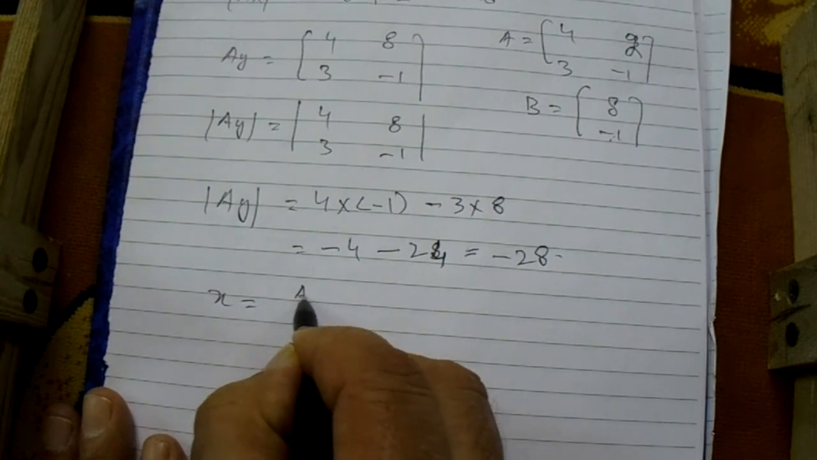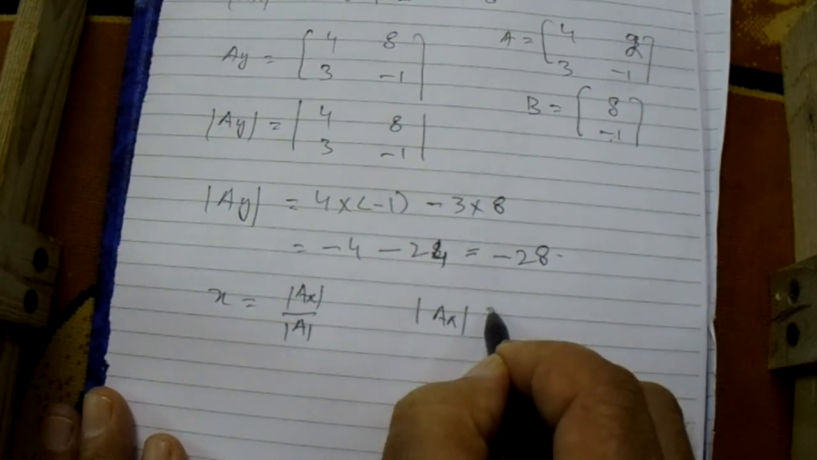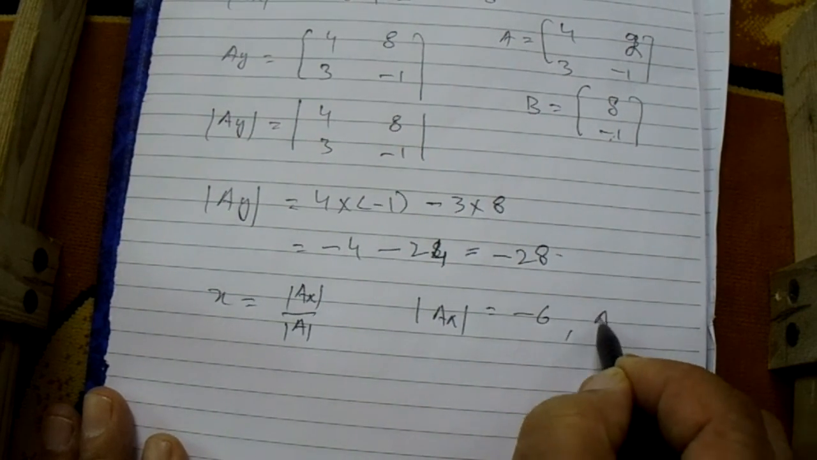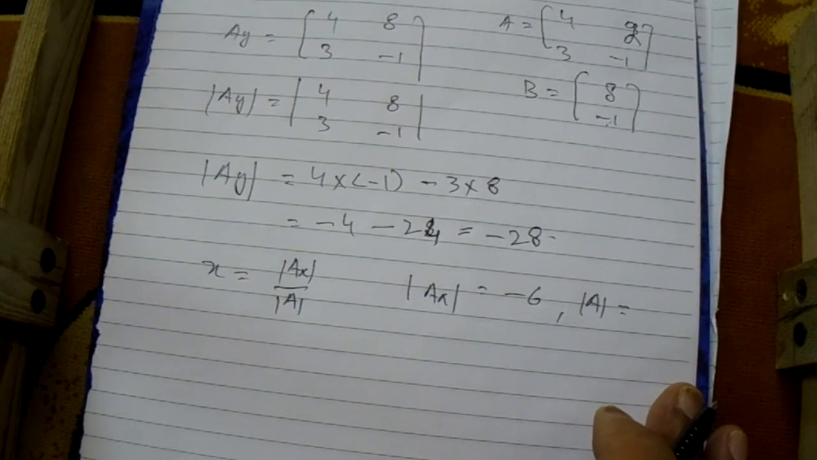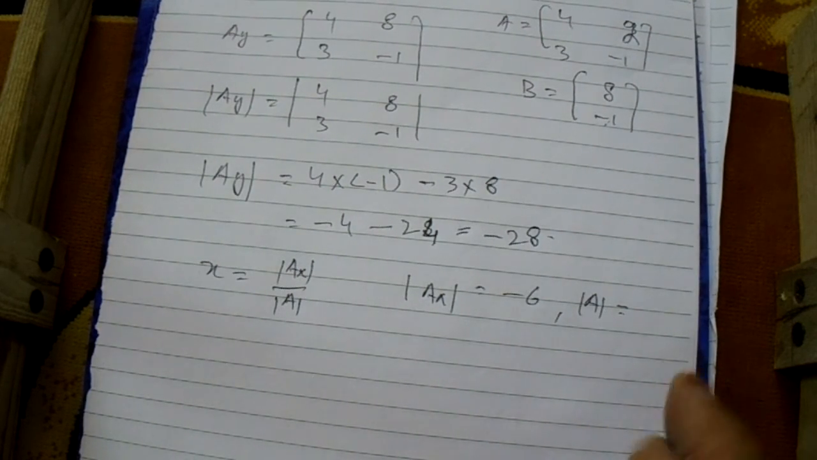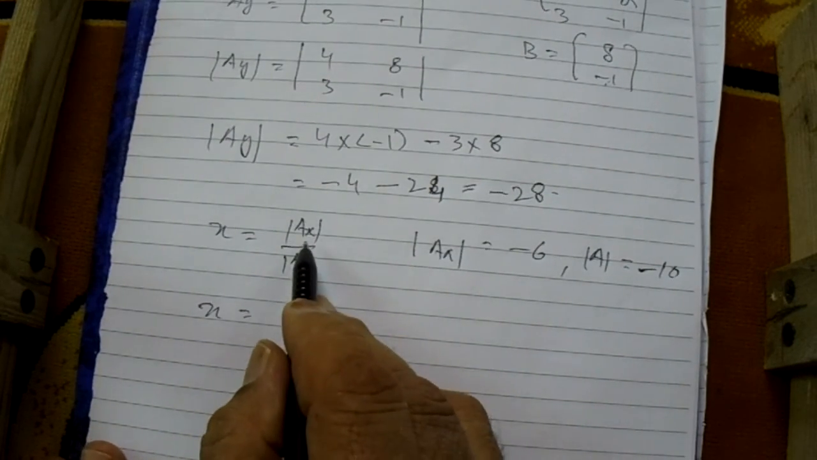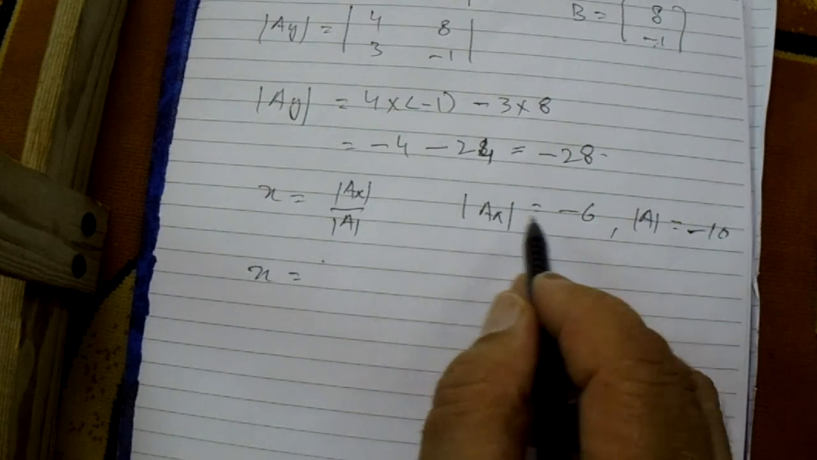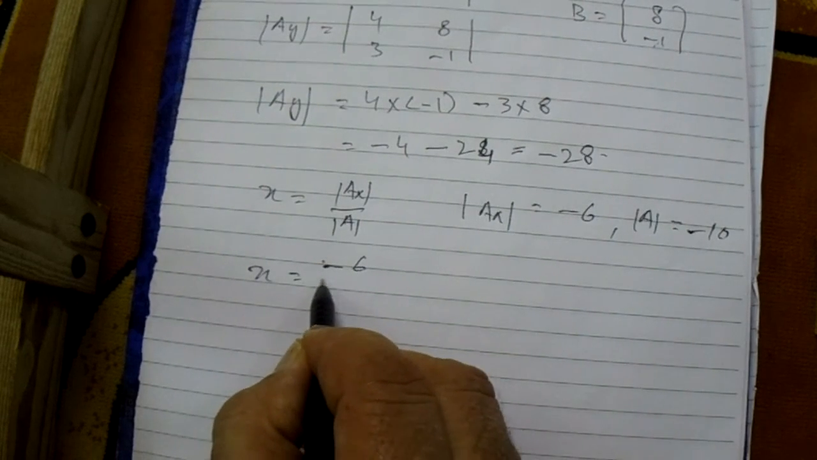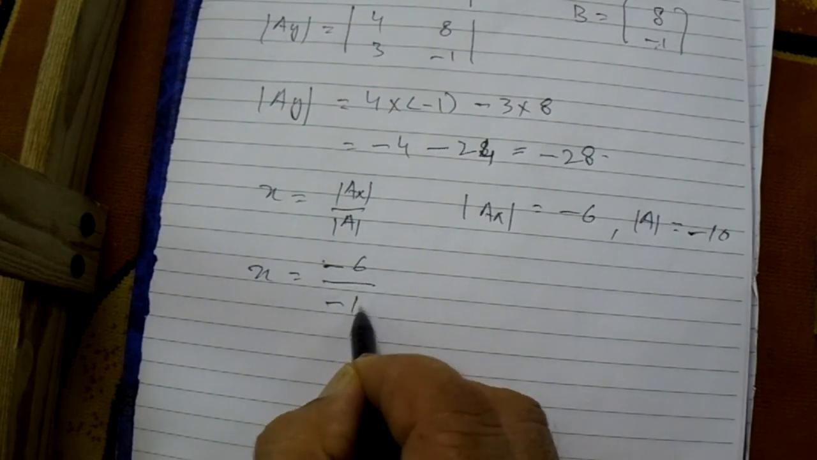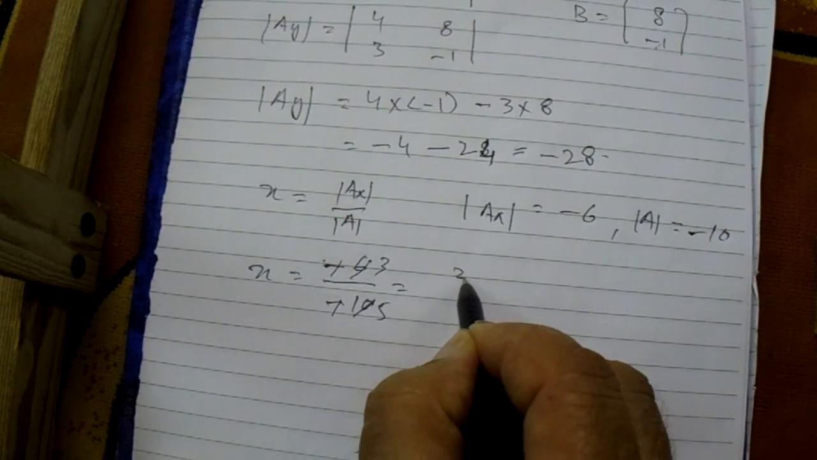Now we have the formulas. X is equal to that Ax over that A. We have that Ax is equal to minus 6, and that A we have written before is equal to minus 10. Now we put these values. X is equal to minus 6 over minus 10. This minus will cancel this minus, and 2 3s are 6, 2 5s are 10, so 3 over 5.